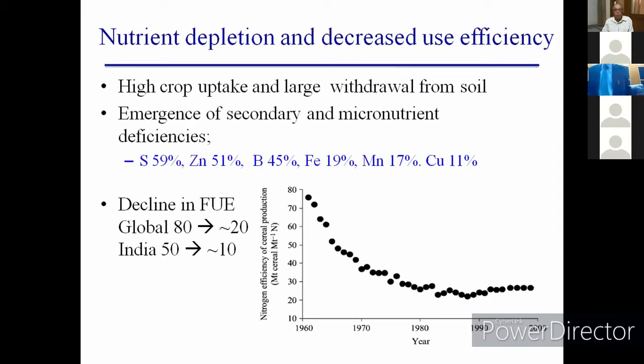Now, if you look at the world picture, from about 80 tons of cereal production per ton of nutrient use, today we are working with about 20 as an efficiency factor. That means per ton of nutrient used, we are harvesting only about 20 tons of cereals. The condition is the same in India, but much, much worse. From 50, we have come down to almost 10, and though it's trying to stabilize, it is still showing a declining trend.